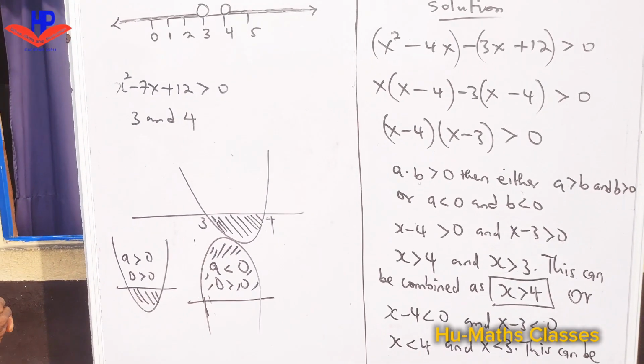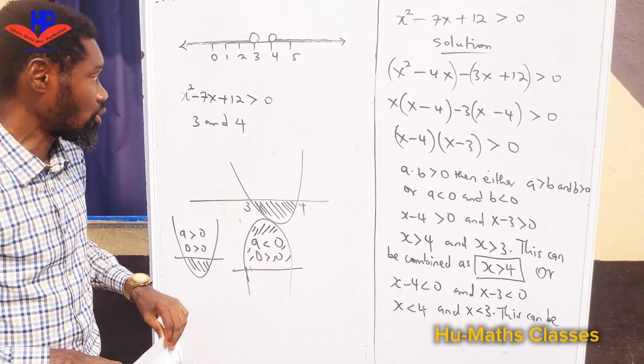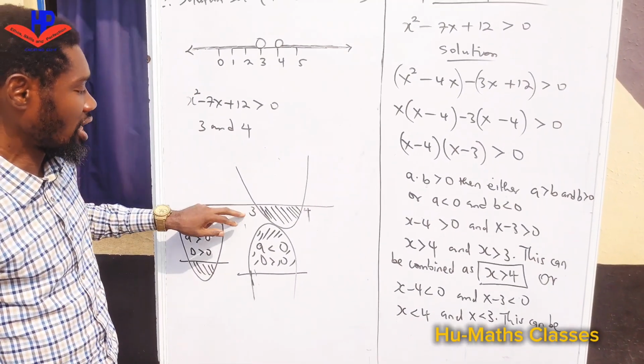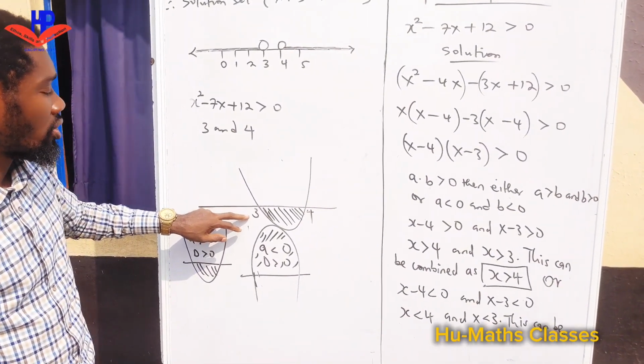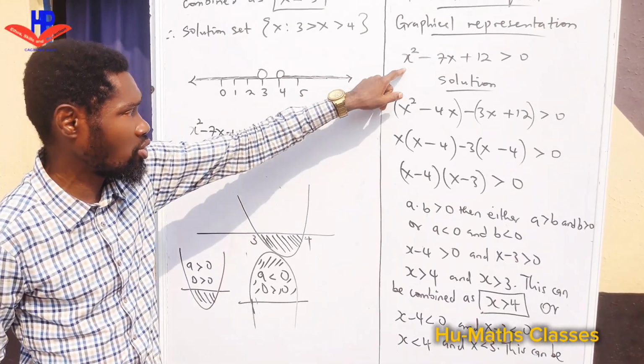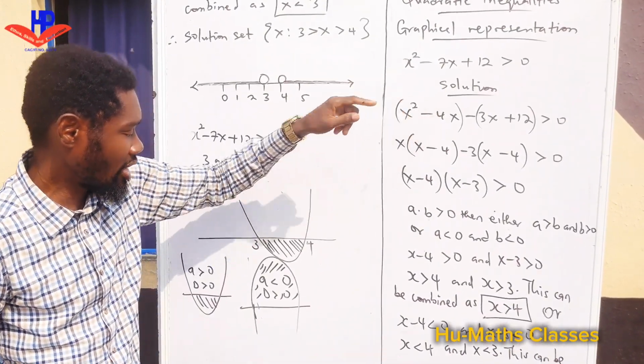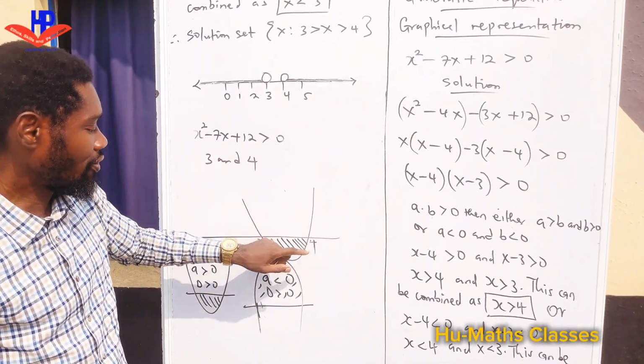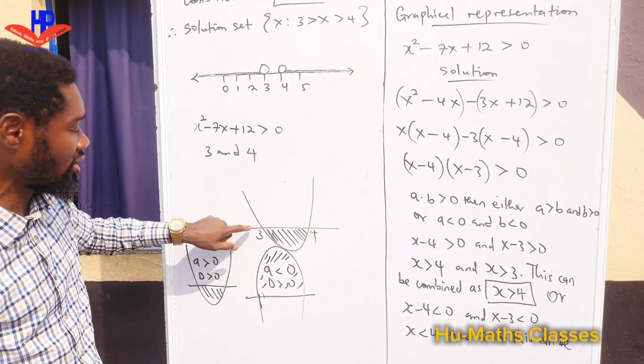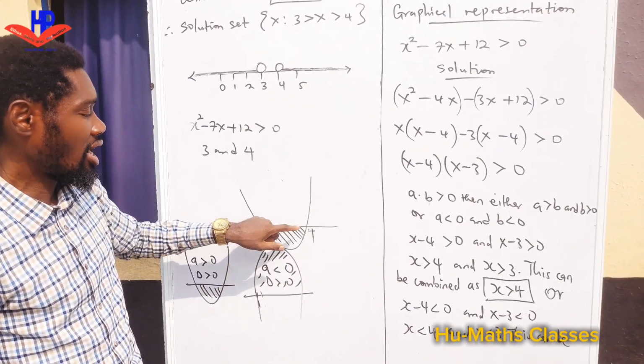So that is the two graphs we have been able to produce. This graph and this other graph, where the roots of the quadratic equation x squared minus 7x plus 12 greater than 0 are 3 and 4. So the curve needs to cut the axis of x where x is 3 and where x is 4.